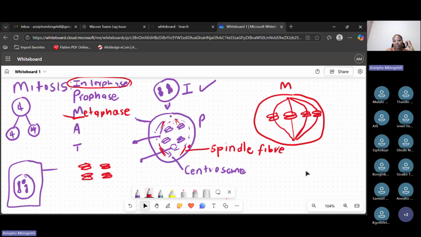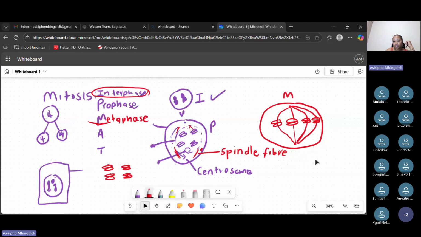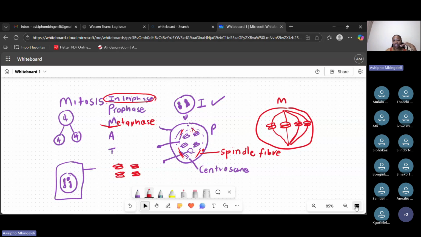We are then going to move to another phase, which is now anaphase. That's the next one. We normally say this phase starts with A. Remember, A for apart. Think of that, make a note. A for apart. The name of the phase is anaphase.